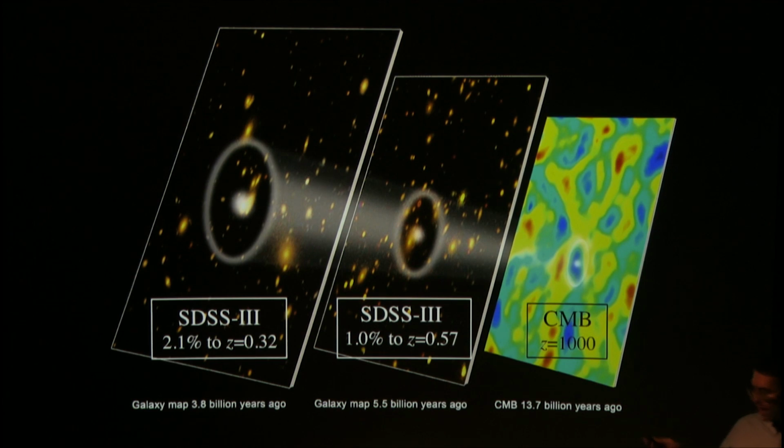Well, we do this now at a variety of redshifts. So we have our measurement at redshift 0.3, which is a 2% measurement. We have this one at 0.57. There's another one at redshift 2, which I'm not going to have time to tell you about. And we have also, of course, the measurement in the microwave background itself 14 billion years ago.